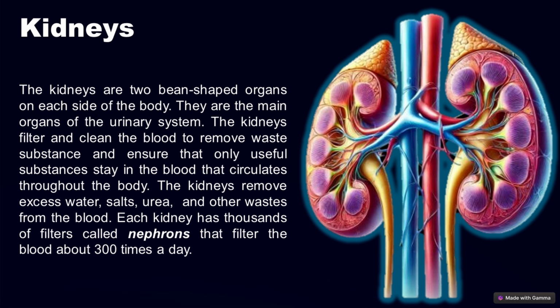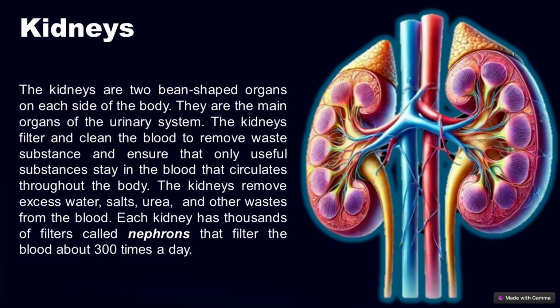Kidneys. The kidneys are two bean-shaped organs on each side of the body. They are the main organs of the urinary system. The kidneys filter and clean the blood to remove waste substances and ensure that only useful substances stay in the blood that circulates throughout the body. The kidneys remove excess water, salts, urea, and other wastes from the blood.